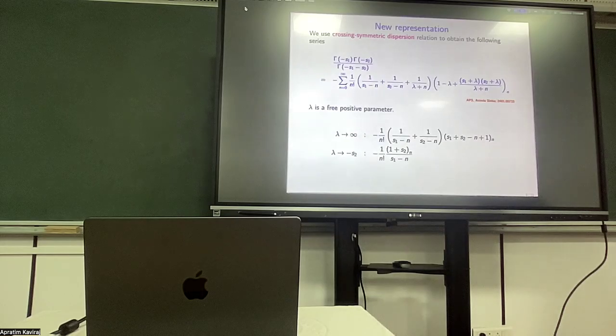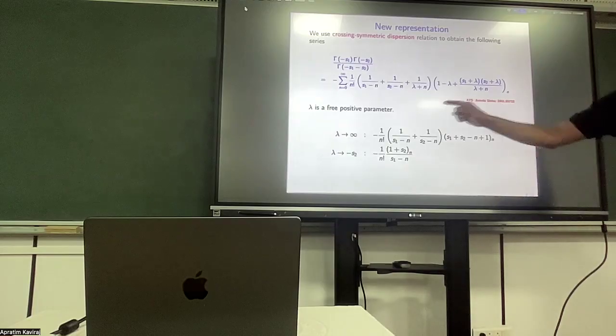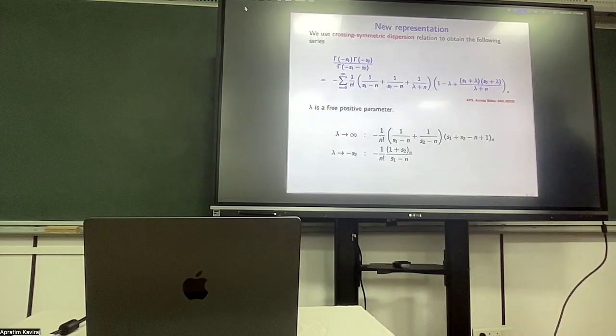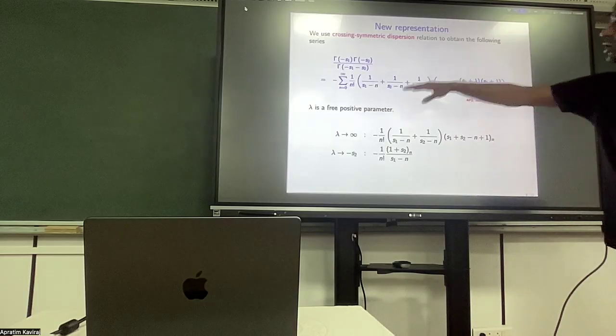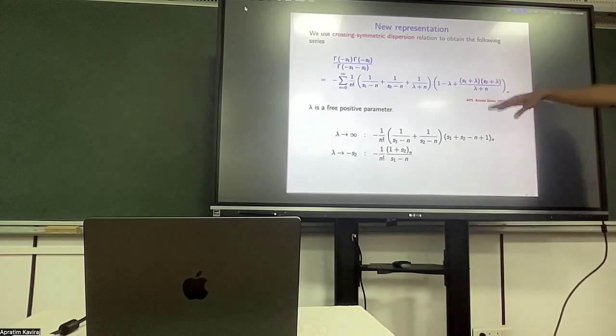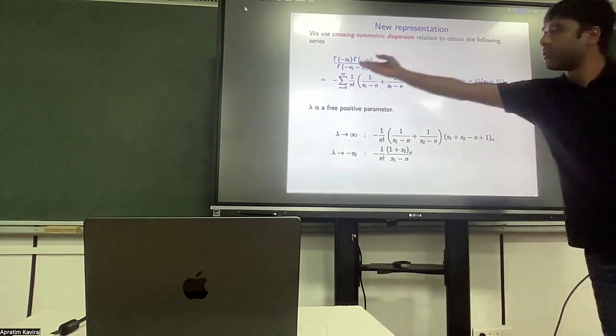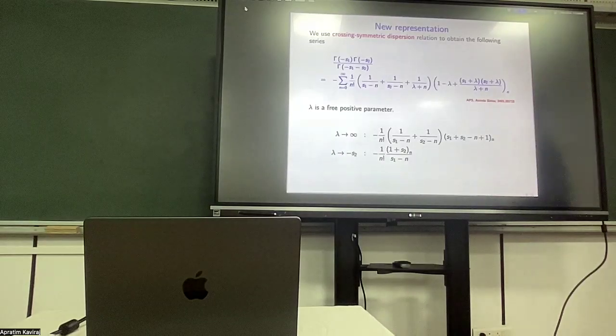Now, using the crossing symmetric dispersion relation, we could come up with a series of this form, and numerically, and also afterward, we have done analytical proofs to show that this is very well convergent. This even converges for any values of S1, S2. Note the presence of a free parameter lambda, which can in general be complex. After we sum over all the modes, n from 0 to infinity, the lambda dependence drops out, and what we have on the left-hand side is lambda independent. So this is the representation that we are talking about.